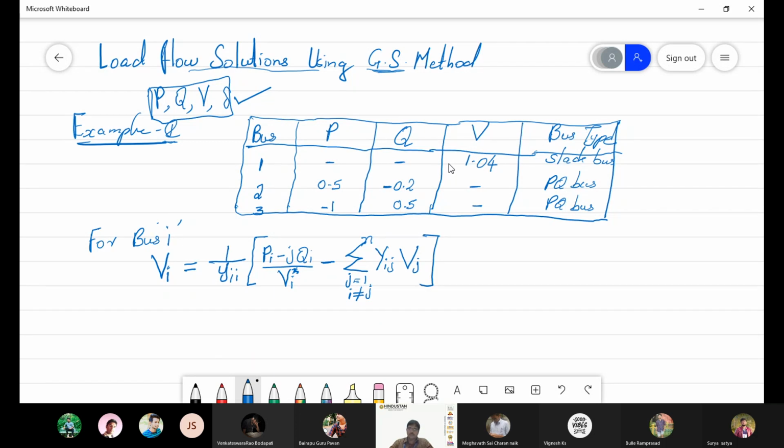So if you substitute into this, you can immediately get the answer, right? Listen, what are the requirements? For example, for bus 2, I is equal to 2, that means V2 is equal to 1 divided by Y22. We have to find this Y22, that is the important thing, all right? For that they have to give the Y bus values. If they are giving the Y bus values, we can easily put them in.